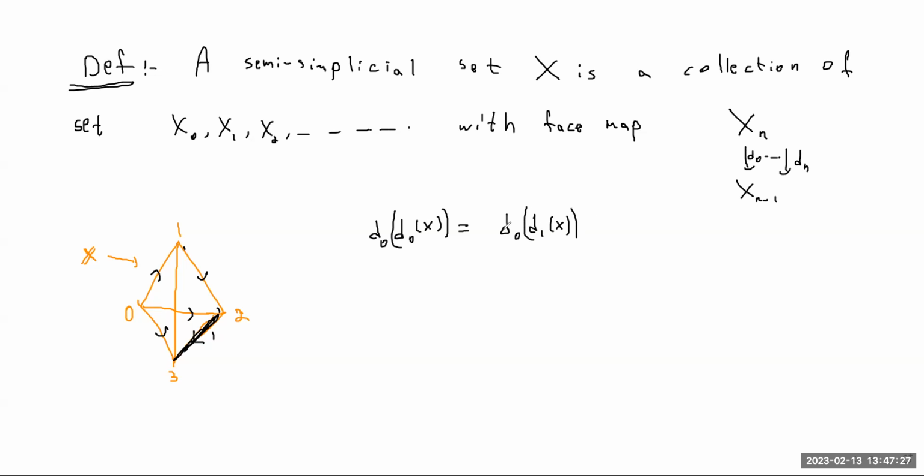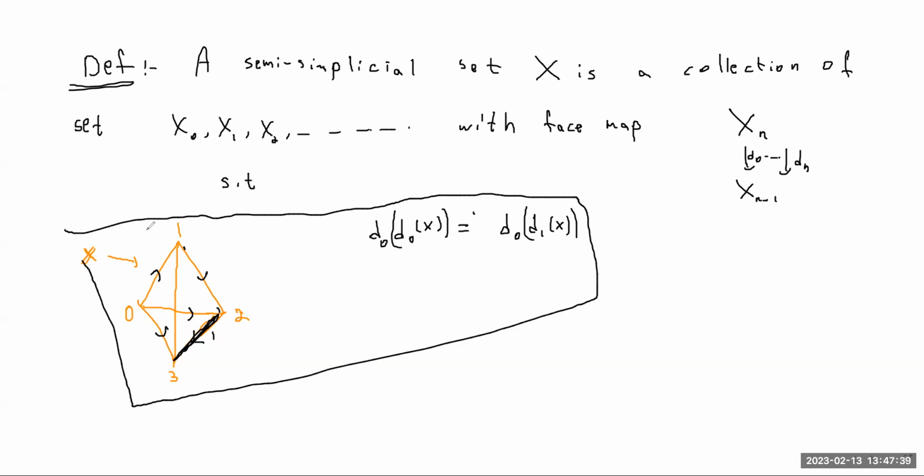So actually, we have this rule in general. So we add this in the definition, such that we have a rule between these face maps. I just gave here some examples, but the rule is like this: di dj is equal to d(j-1) di when i < j.